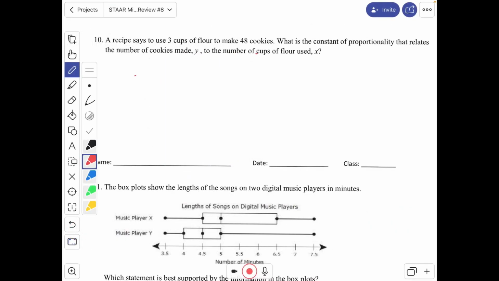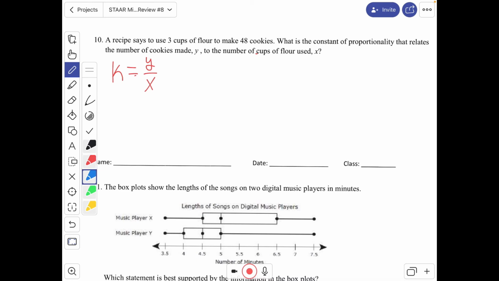Number 10. A recipe says to use 3 cups of flour to make 48 cookies. What is the constant of proportionality that relates the number of cookies made, Y, to the number of cups of flour used, X? And if you look on your STAAR chart, it will say that constant of proportionality is K equals Y over X. The K is supposed to stand for constant of proportionality.